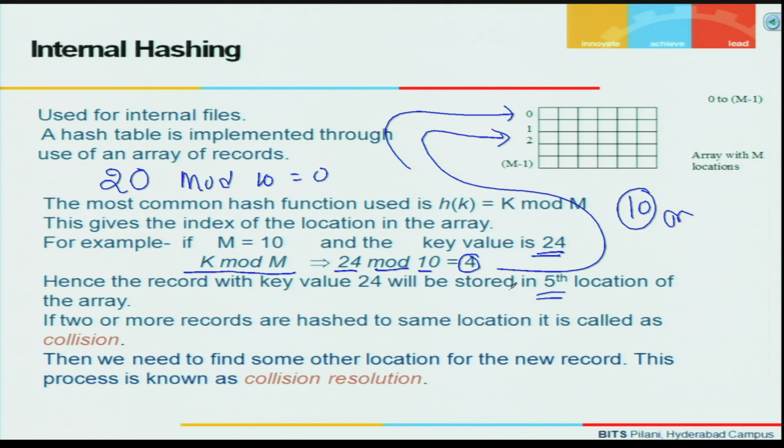Sometimes what happens, let us assume that I have stored a record with key value 24, and now I want to store a record with key value 64. 64 mod 10 again gives you 4. So this is also hashed onto the same location. When two or more records are hashed onto the same location, this phenomenon is called a collision, and it needs to be resolved. We need to find some solution, or find another location for the new record. This process of finding a new location for the new record when there is a collision is called collision resolution.